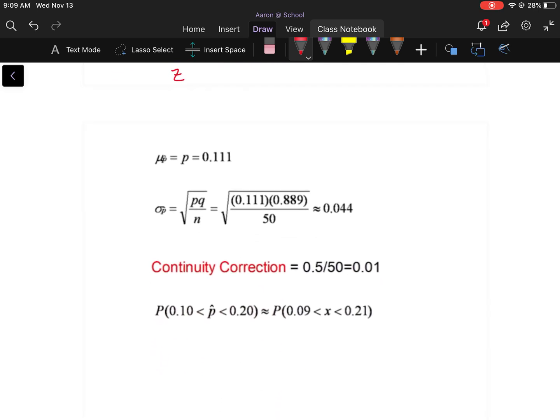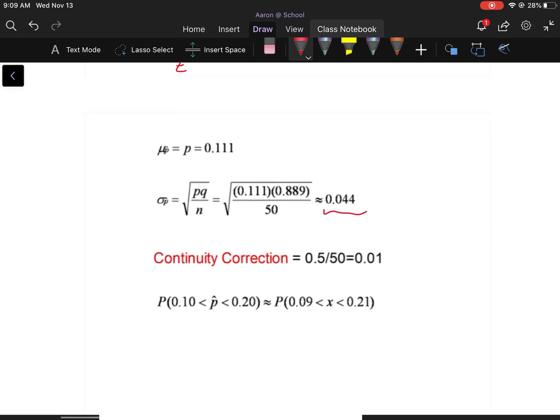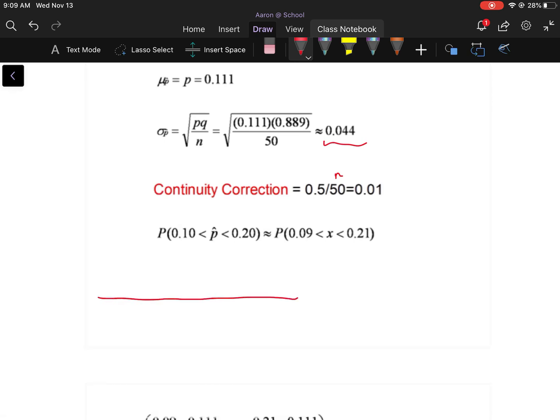Okay. So the mean I'll use is the 0.111 from above. The standard deviation is the square root of 0.111 times 0.889 divided by 50. Take the square root of that, and we'll use 0.044. Now here's your continuity correction. I just take the 0.5 divided by N of 50 to get 0.01. So I'm going to draw little rectangles here. So I want between 10% and 20%, and be careful, make sure you put the 10% and 20% as decimals. And I'll put rectangles above them, and I want to include those rectangles, and it's the area in between.